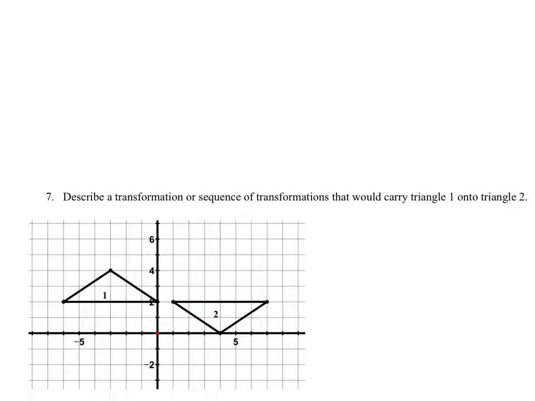Describe a transformation or sequence of transformations that would carry triangle 1 onto triangle 2. For this one, there's a couple actually. You could have 1 transformation. That would be a rotation. A rotation about this point. That's a 180-degree rotation. Or, in some cases, a reflection. But most of us would be looking to make a reflection over the y-axis and then a reflection over the line y equals 2.